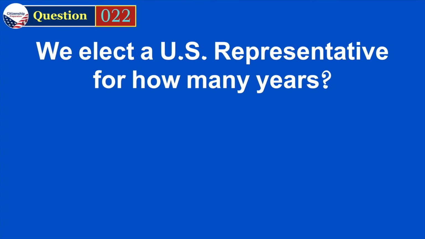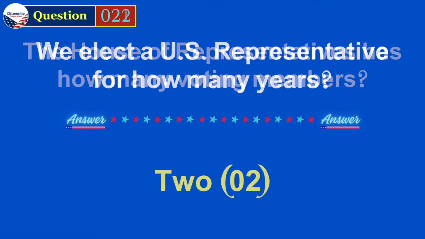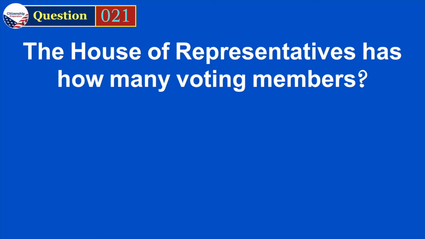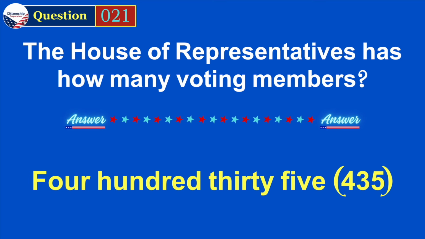We elect a U.S. representative for how many years? Two. The House of Representatives has how many voting members? 435.